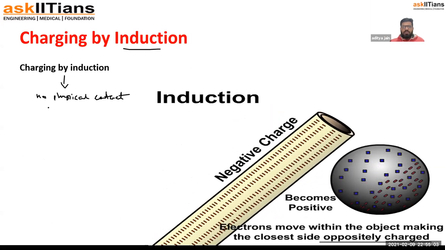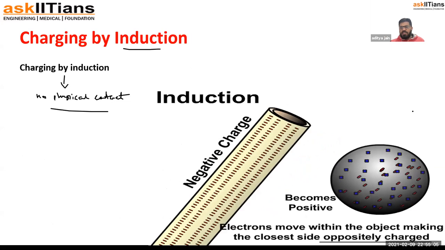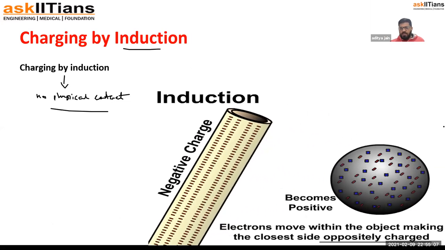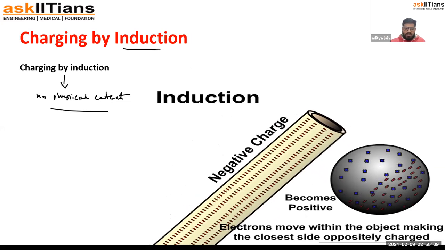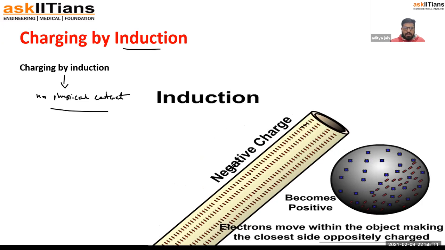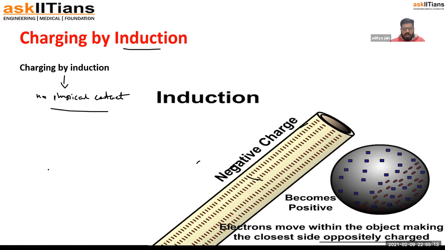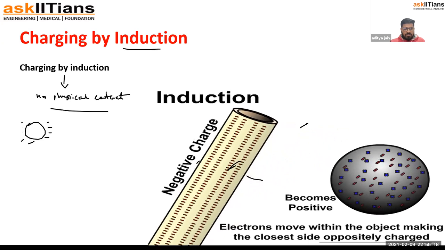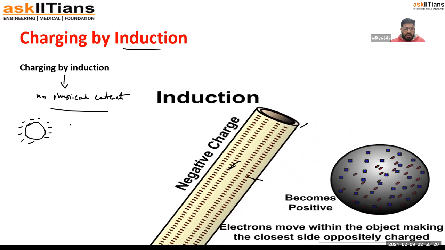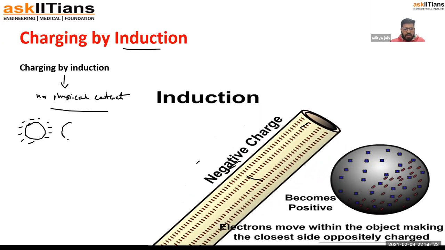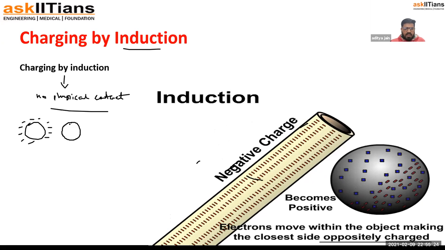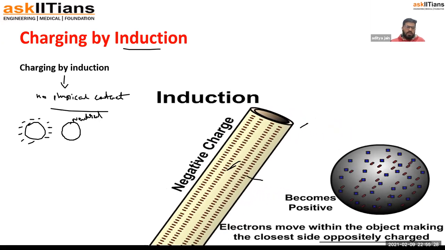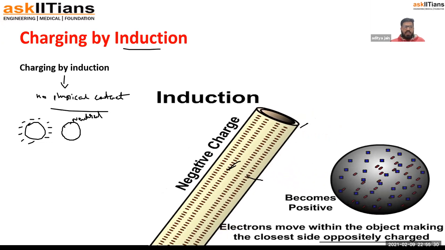You can see in the picture also, there is no actual physical contact between this negative charge and this body. So what happens in the process of induction, we'll see with a diagram. Suppose this is a negatively charged body. What we do in induction is bring a negatively or positively charged body near to a neutral body without any touching. Just place it near the neutral body.